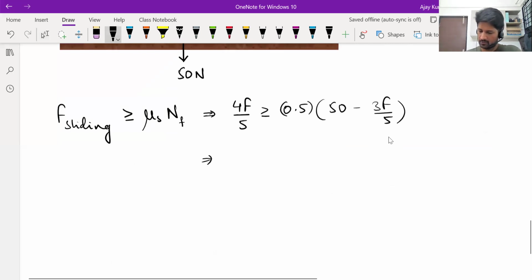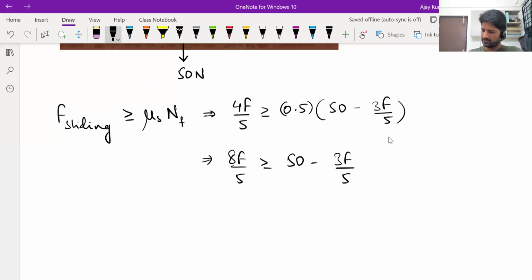0.5 is like 1 by 2. So 4F by 5, you send the 2 to this side, it becomes 8F by 5, greater than or equal to, that 1 by 2 has been sent to the other side. So remaining will be as it is, 50 minus 3F by 5. Send that minus 3F by 5 to this side, it becomes plus 3F by 5. 8 plus 3, 11F by 5.